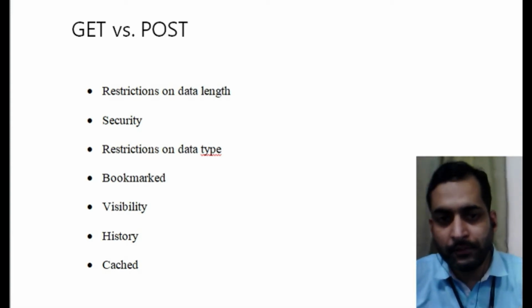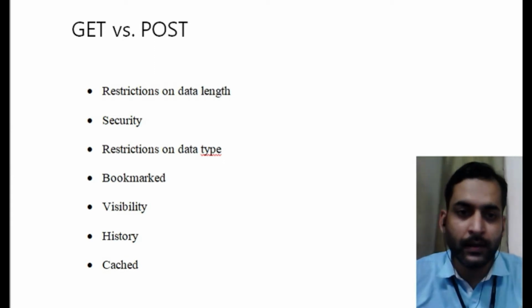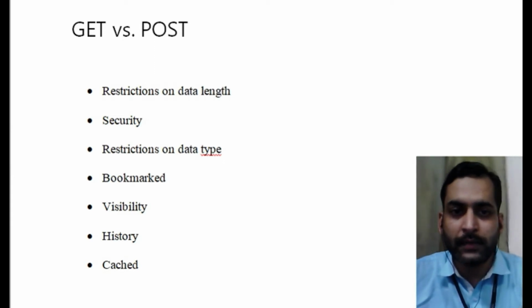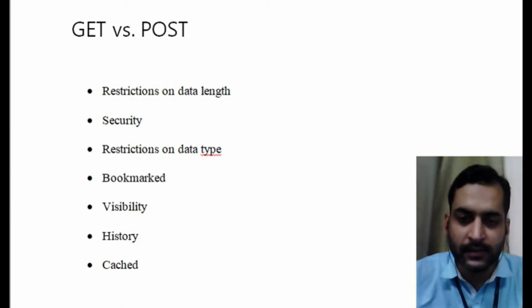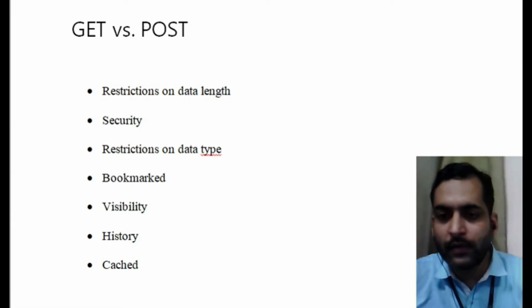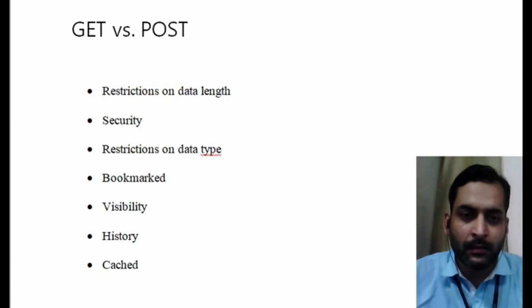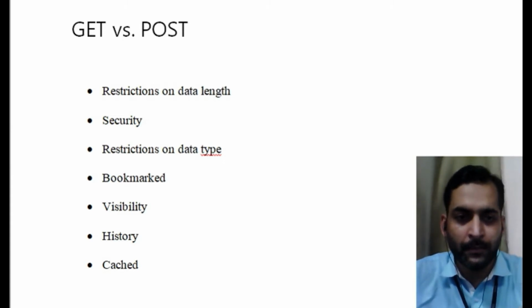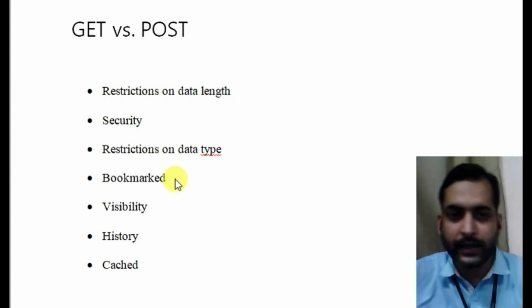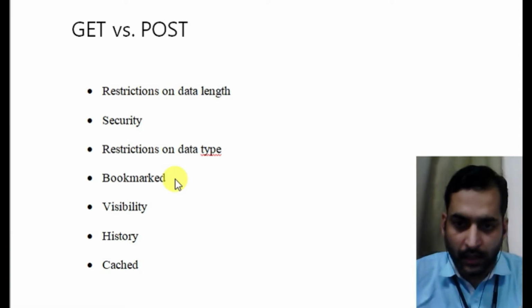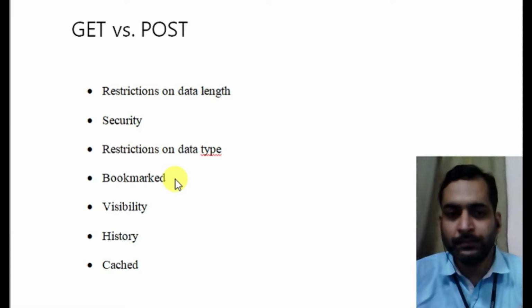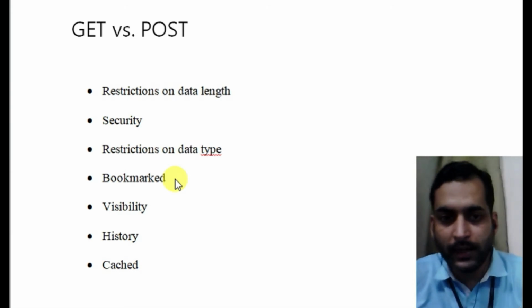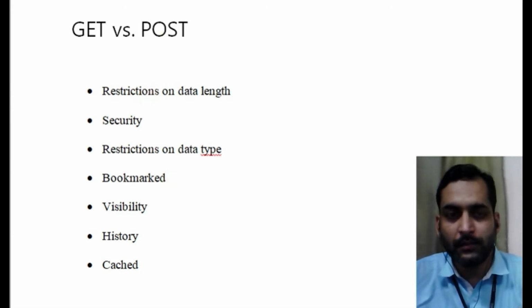Then we also have restrictions on the data type, like using the get method we can only send the ASCII characters, while using the post method we can also send the binary data like images, audio files, etc. Okay, and another difference is get request can be bookmarked in the browser, while post request cannot be bookmarked using the browser.